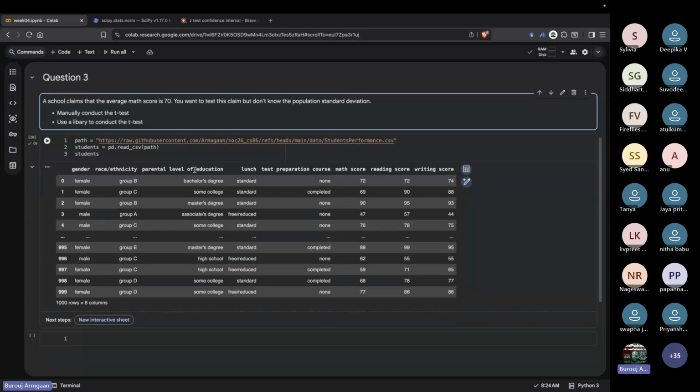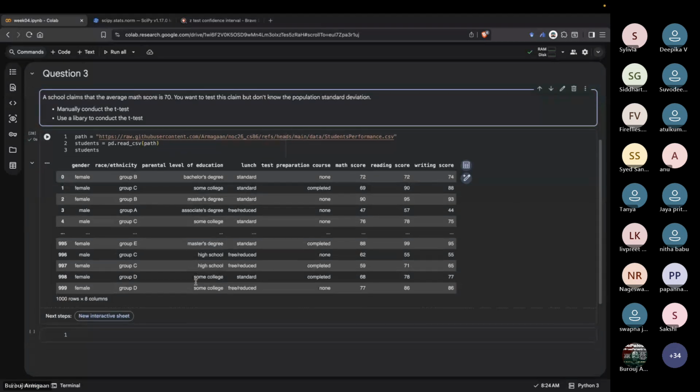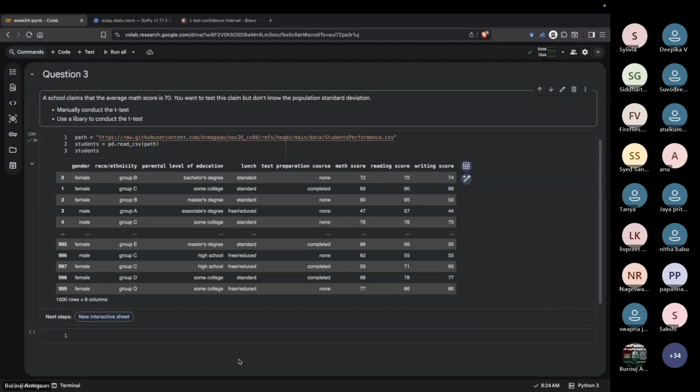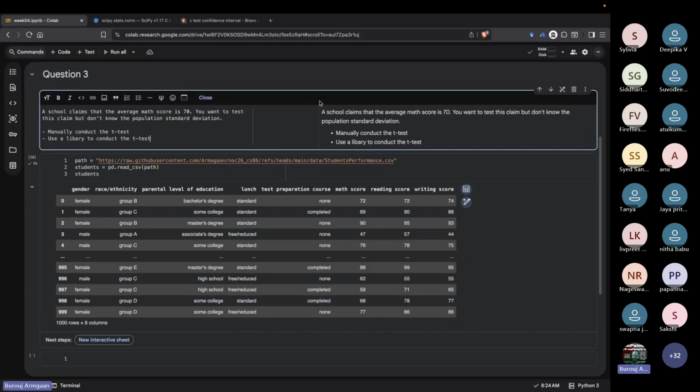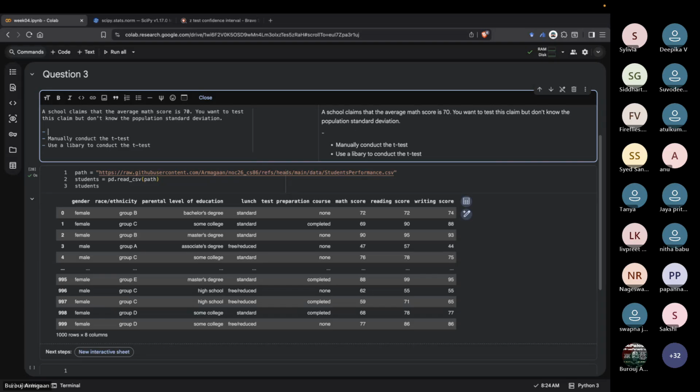Okay. Again, you can refer to your lectures. This should be pretty simple. It is almost identical to what you've done in these two. As usual, you can use an alpha of 0.05. That's pretty much standard.